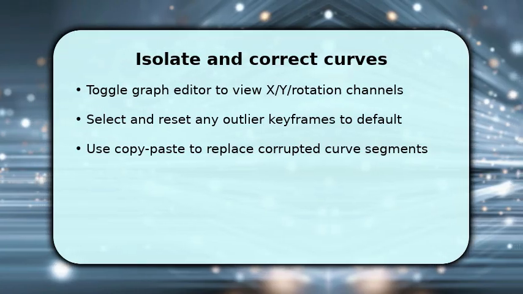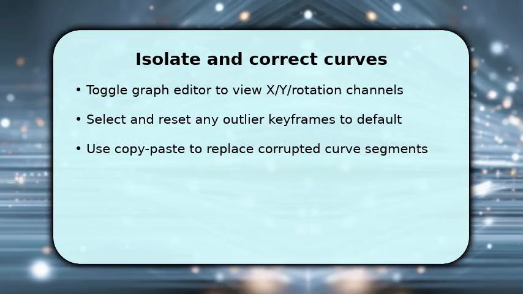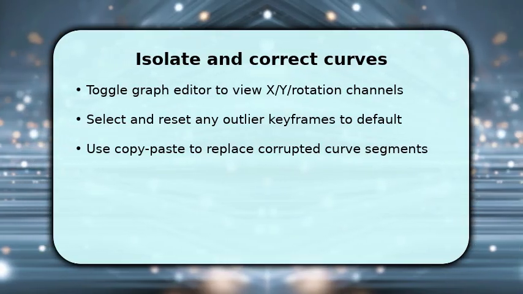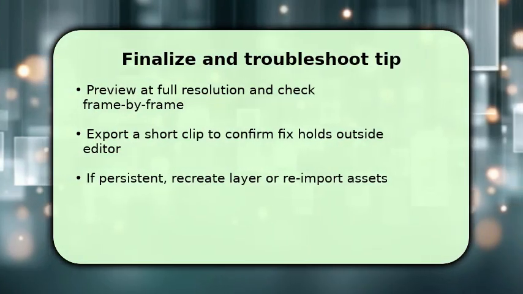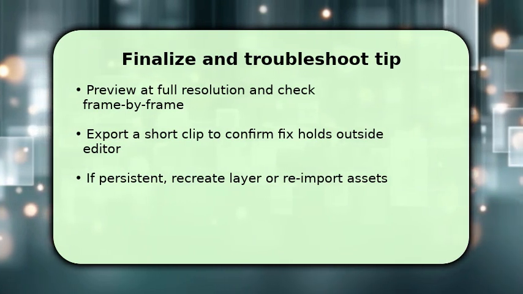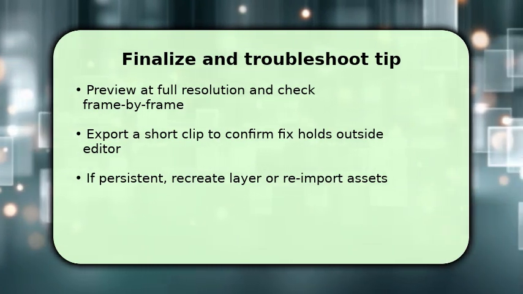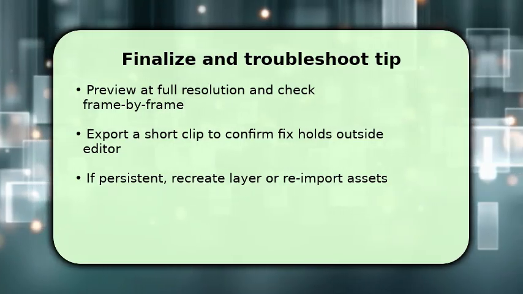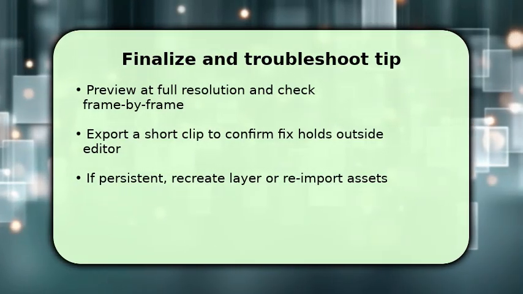Make sure to smooth tangents and use linear to Bezier conversions to preserve intended motion while removing the error. You finish by previewing the fixed graph at full quality and scrub frame by frame to confirm consistent motion through the previous error point. Once satisfied, export a short test clip to ensure the fix persists in rendering.